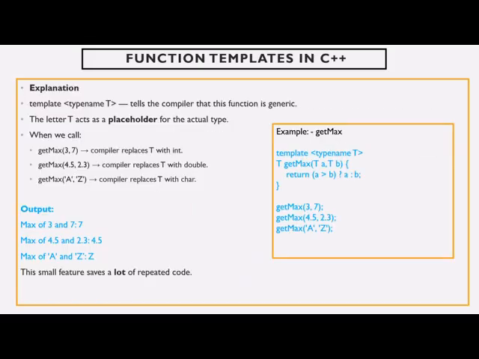Now let's have another example of getting the maximum between two variables. Here we write the template and we write the function, right? And here we ask the code to get the maximum of 3 and 7, 4.5 and 2.3, A and Z. Here in 3 and 7, the compiler replaces T, which is the placeholder, with int. Here in 4.5 and 2.3, the maximum is 4.5, right? Here the placeholder T is replaced with double, and here the placeholder T is replaced with char.